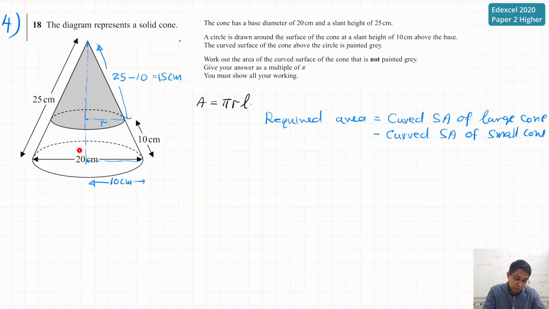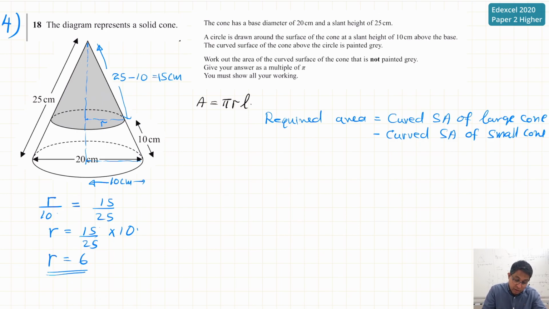If you take this large triangle and this small triangle, they are similar triangles. Therefore, both of these triangles have the same linear scale factor. Therefore, if you divide this length by this length, it is the same as if you divide this length by this length. So you can write R divided by 10 should be equal to 15 divided by 25. Simplify this, you would get R equal to 6.